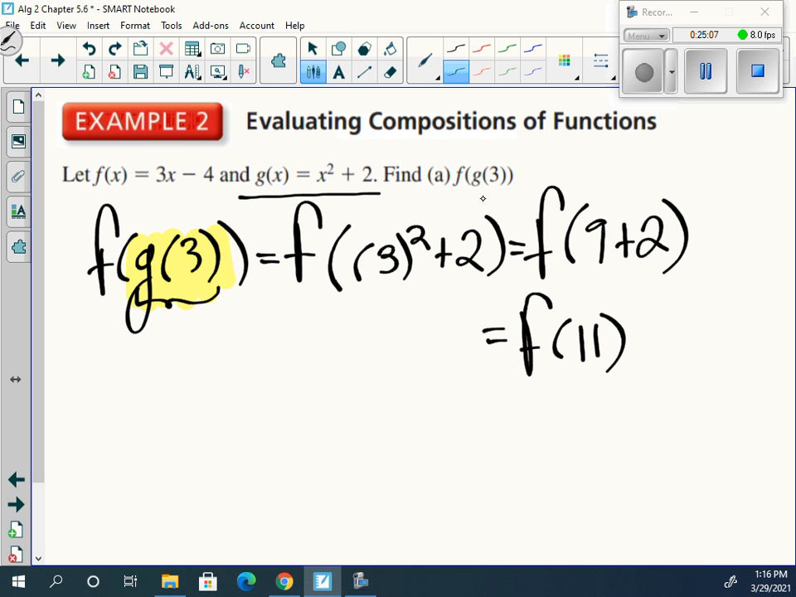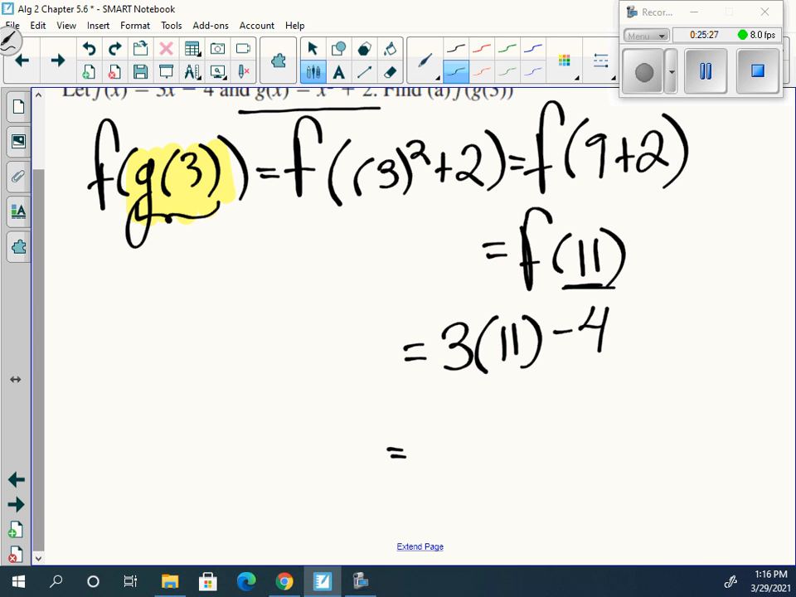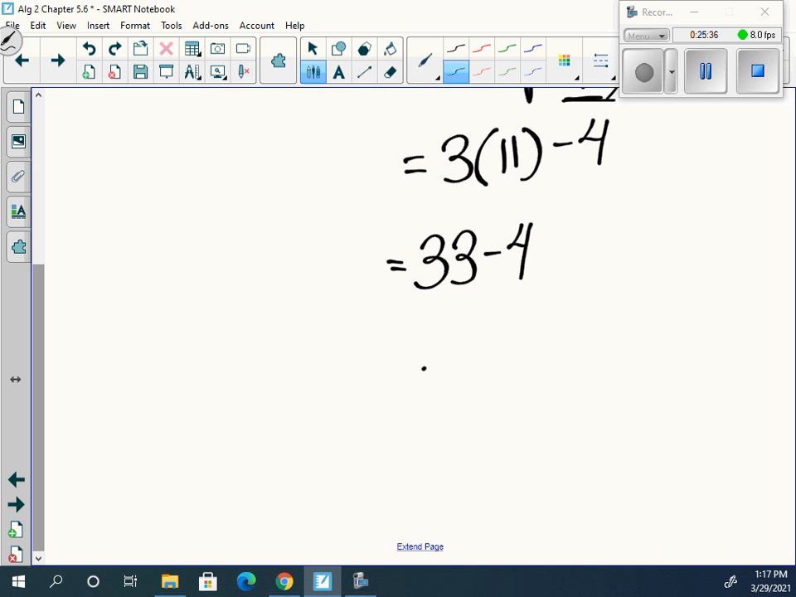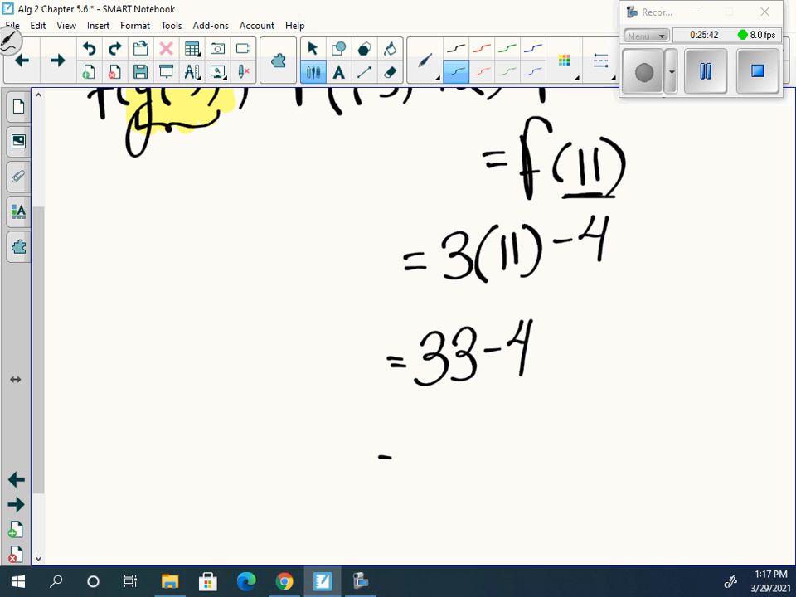Well, now what I'm going to do, I'm going to take f of 11. So I'm in f of x. Anywhere there's an x, I'm going to replace it with 11. So we're going to have what? 3 times 11 minus 4. Well, what is 3 times 11? 33. And 33 minus 4 is 29.